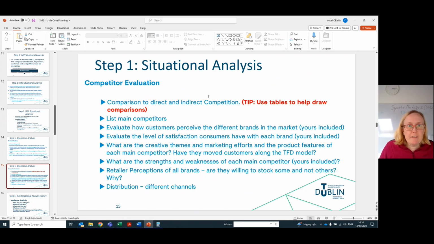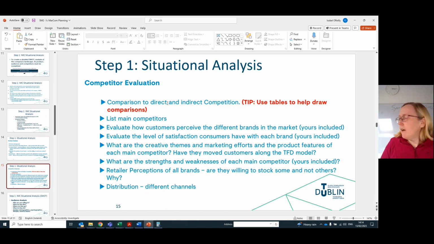Competitor evaluation, we're still in step one, comparison to direct and indirect competition. So direct competition is a similar product or service that we are offering, and indirect competition are different sorts of products or services that can in a different way satisfy the same needs and wants. So if we're a bicycle manufacturer or a bike shop selling bikes, direct competition are other retail outlets, whether they're online or bricks and mortar, who are also selling bicycles.